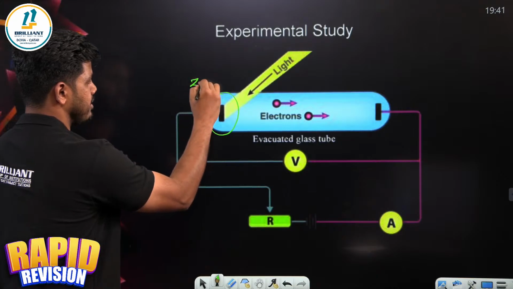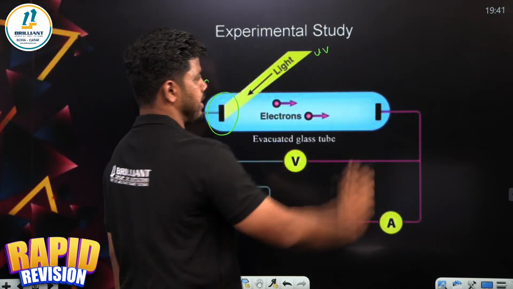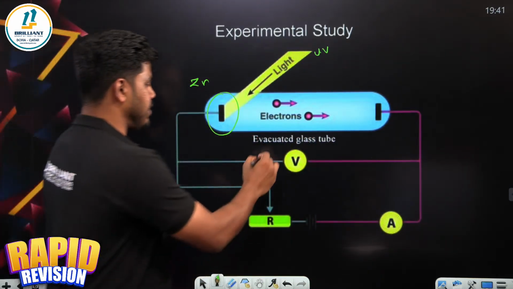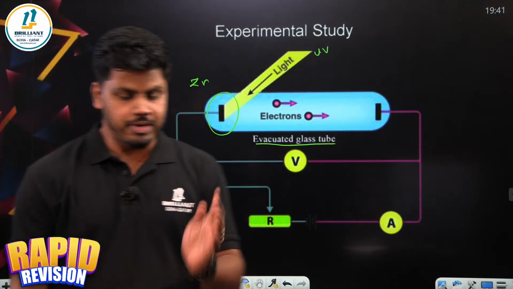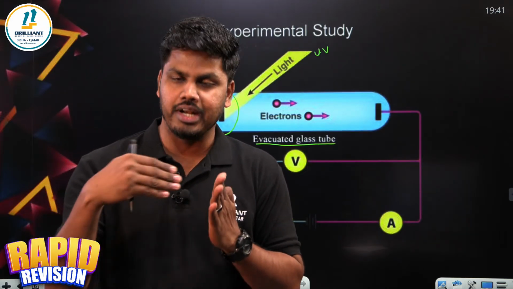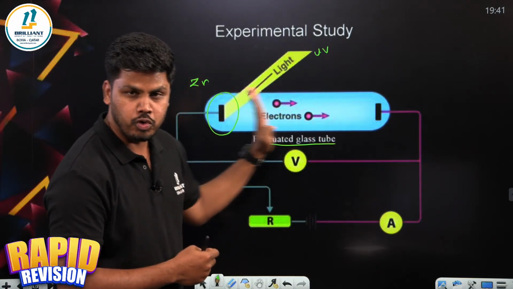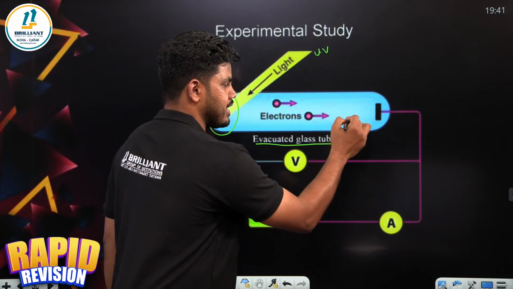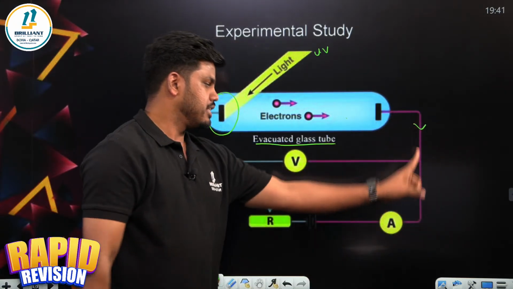Usually we use zinc, and zinc is sensitive to ultraviolet radiation. So we use a UV source and we place zinc in an evacuated glass tube. When ultraviolet radiation hits the metal surface, electrons will be emitted. Photoelectric emission happens, and these electrons cross the distance by themselves and constitute a current in this circuit.